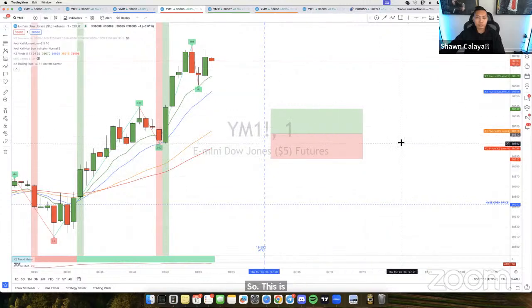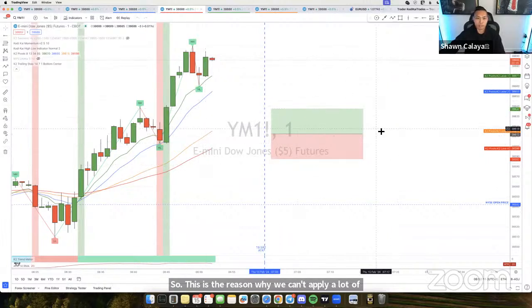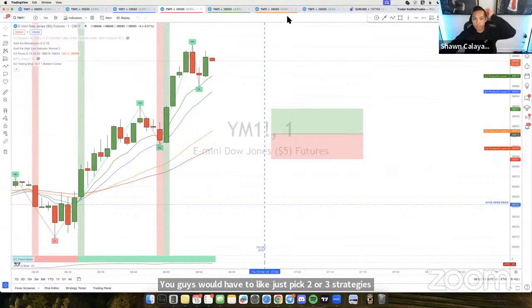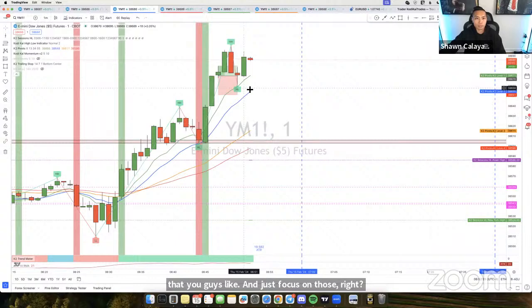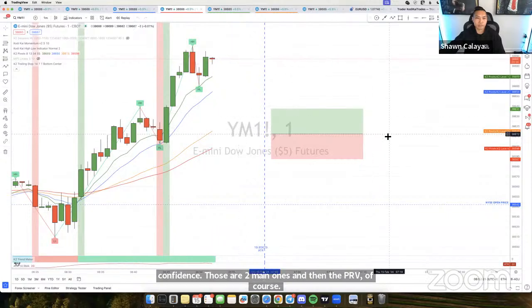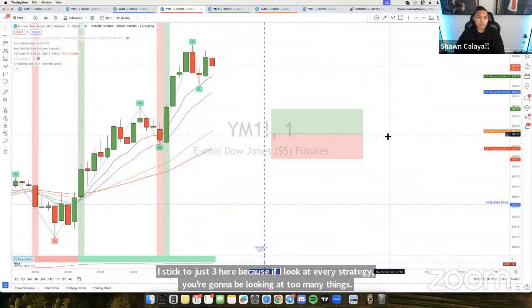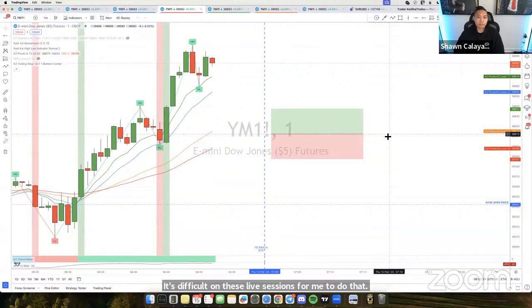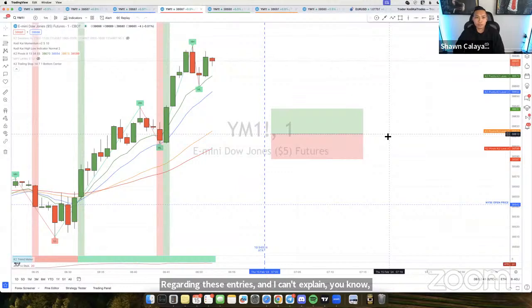So this is the reason why we can't apply a lot of different strategies during the live session, because they happen too quickly. You guys would have to just pick 2 or 3 strategies that you like and focus on those, right? Breakout V3 continuation, V1 variation with confluence. Those are 2 main ones, and then the PRV, of course. So I stick to just 3 here because if I look at every strategy, you're going to be looking at too many things, and it's difficult on these live sessions for me to do that. You guys can do it, but for me on the live session, it's a little difficult because we'll be getting a lot of questions regarding these entries, and I can't explain like 15 strategies at once.